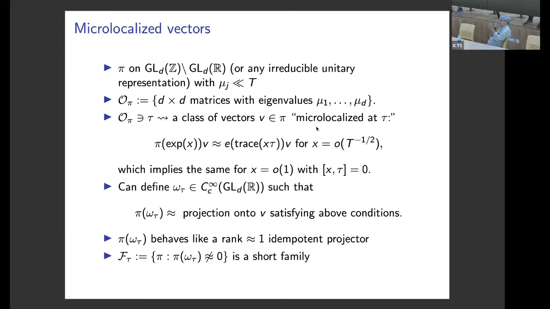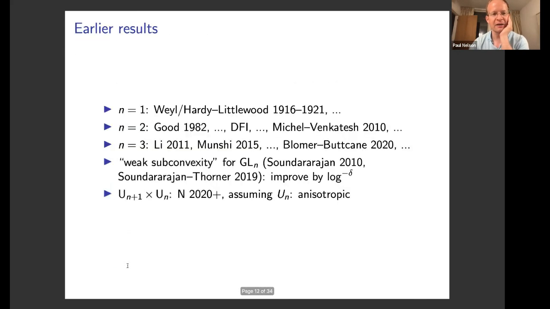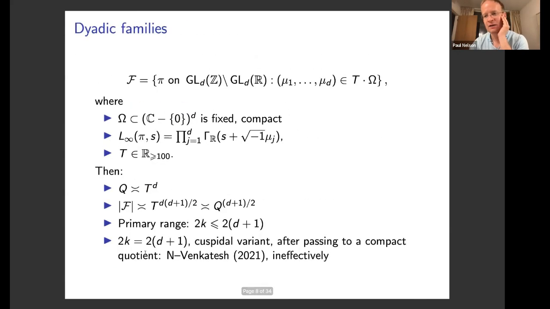I wanted to ask this. Your F tau, you define a short family such that pi of omega tau is not a negligible operator. In the same vein, what is your full family that you started with? So you mean a dyadic family. We had short families and then dyadic families, and you're asking how you would cut out a dyadic family.